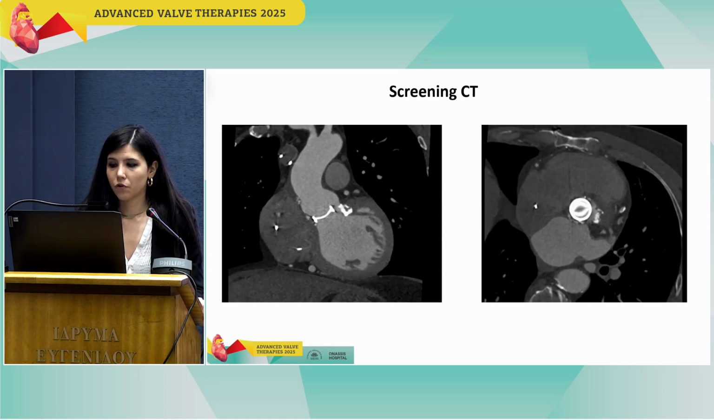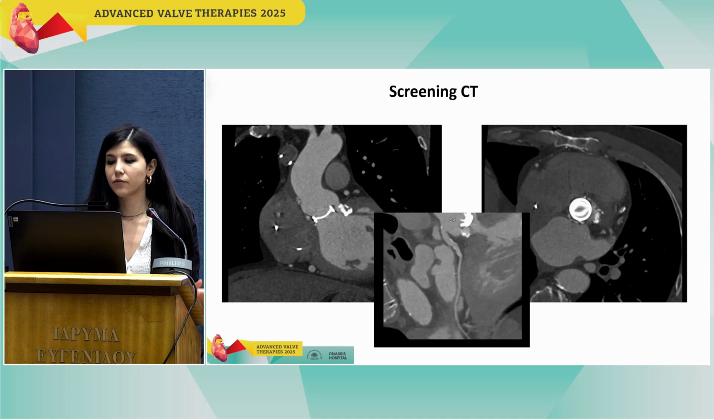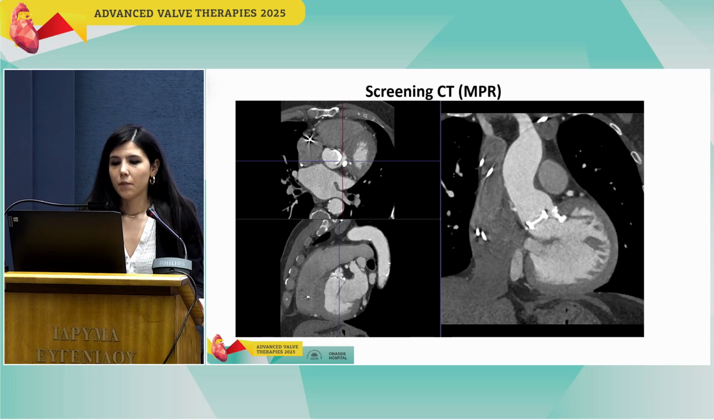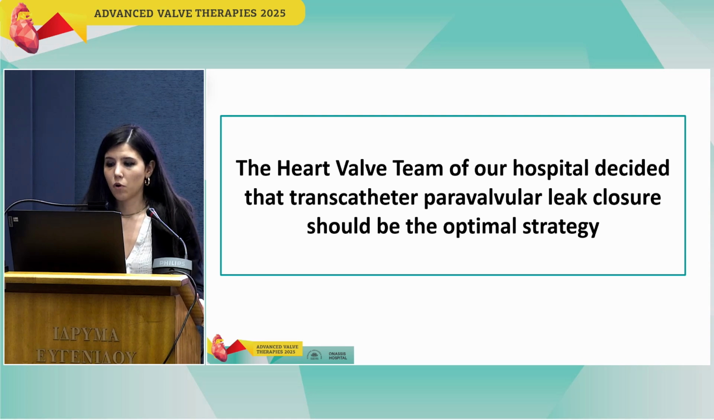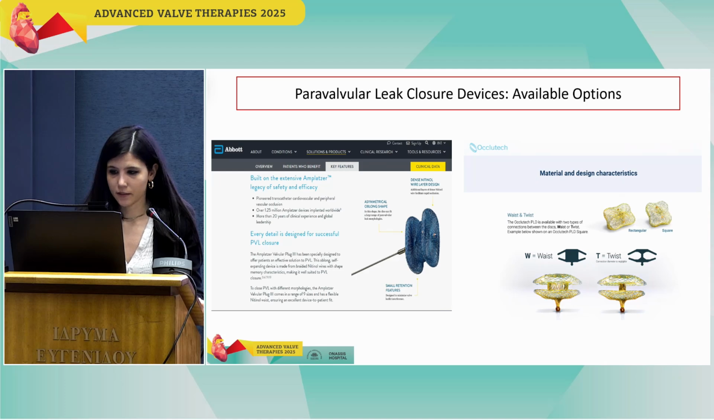The next examination performed was a CT scan, which, as you can see, provides us with additional information regarding the shape, the length, and the width of the tunnel, the calcification in the area, and the distance from the origin of the left main, all of which are crucial for optimal management planning. The same are visualized here using multiplanar reconstruction. Based on all the above and taking into account the patient's history, the heart valve team of our hospital opted for a transcatheter closure approach as the optimal strategy for this patient.